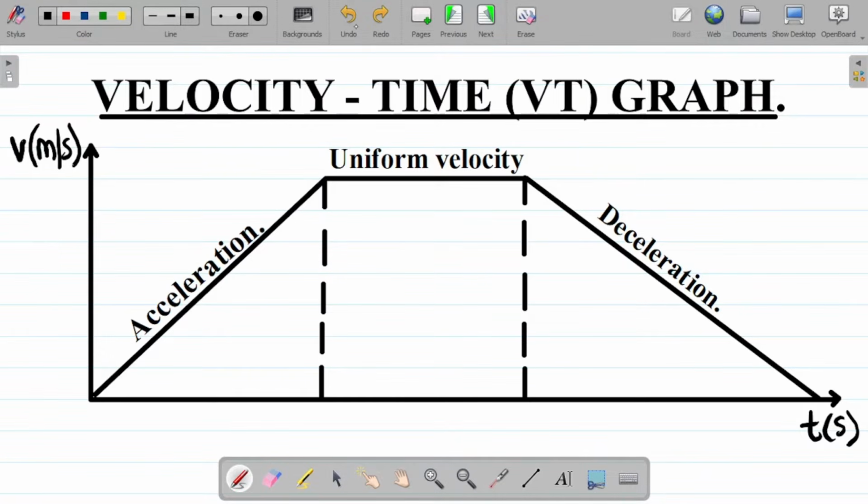All right, so having said this, let's take a few examples on the VT graph and try to solve problems on the VT graph.